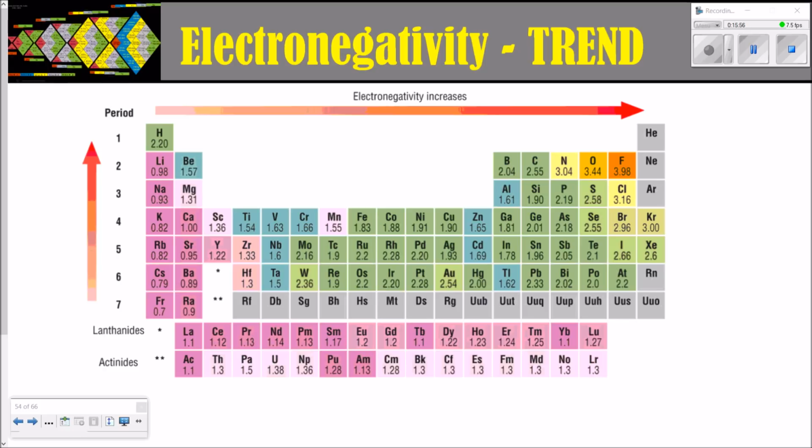So looking at it overall, as you're looking at a group, the atoms down at the bottom of a group are going to have more shielding. Therefore, that nucleus is going to have less pull on those outermost electrons, and it's not going to have as much pull on the electrons once they're bonded.